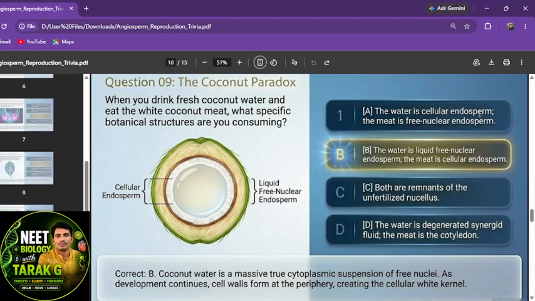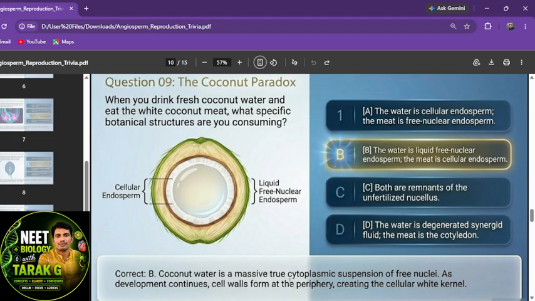One option says the water is cellular endosperm and the meat is free nuclear endosperm. The second option says the water is liquid free nuclear endosperm. The water is the coconut water you're drinking, that's the free nuclear endosperm. The meat is cellular endosperm. Okay, that's the correct answer.